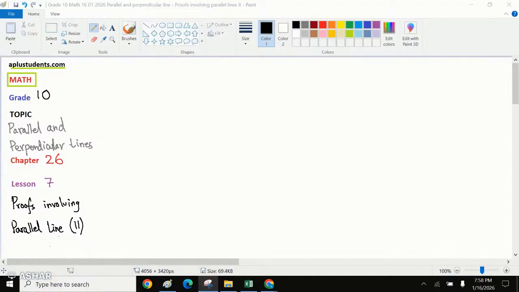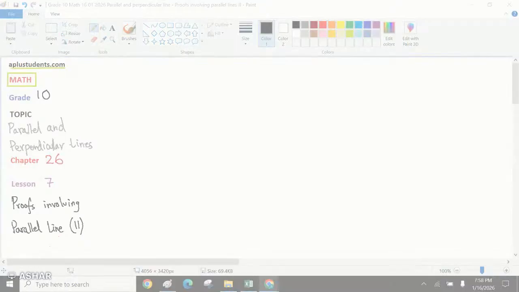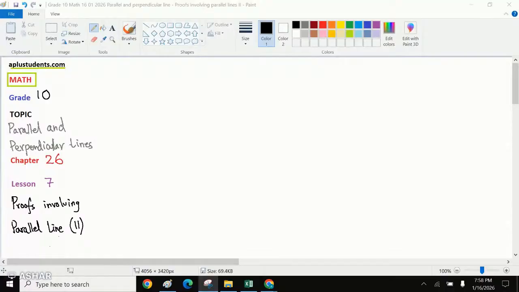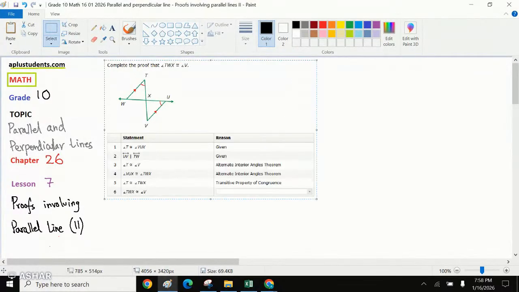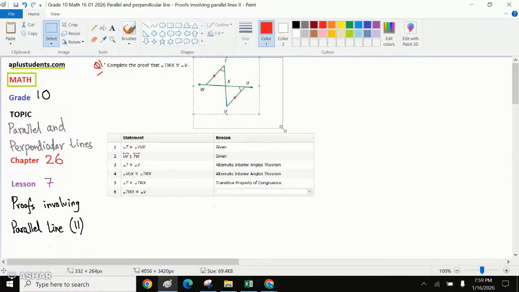Okay, let's start off with the first question. Complete the proof that is given to us. We need to see what exactly we can do with this question. So the first question says we need to complete the proof for question number 1. A shape is given to us. Okay, I'll just redraw and resize it.